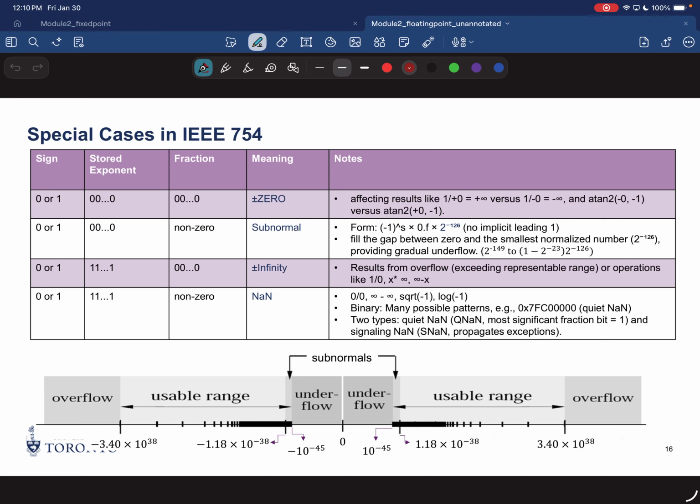Okay, hi everyone. So let us continue with our floating point, and hopefully we can finish it today.